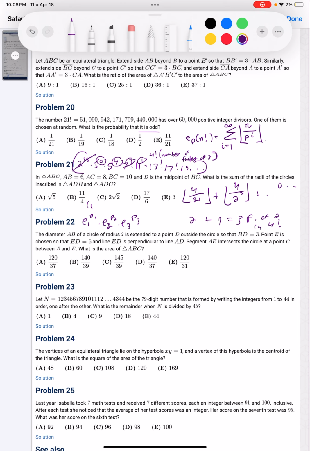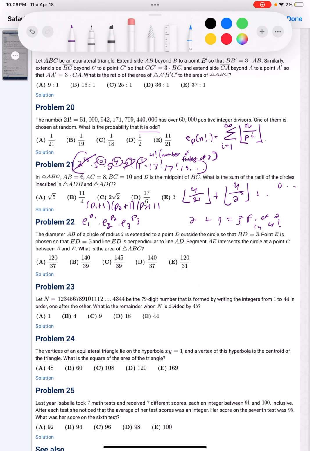The number of factors is just e sub 1 plus 1 times e sub 2 plus 1 times e sub 3 plus 1, because we always have to take into account the zero power. For example, let's say I had a number like 2 cubed times 3 to the first times 5 squared. The number of factors would be 3 plus 1 is 4, times 1 plus 1 is 2, times 2 plus 1 is 3. We're going to have a total of 24 factors.